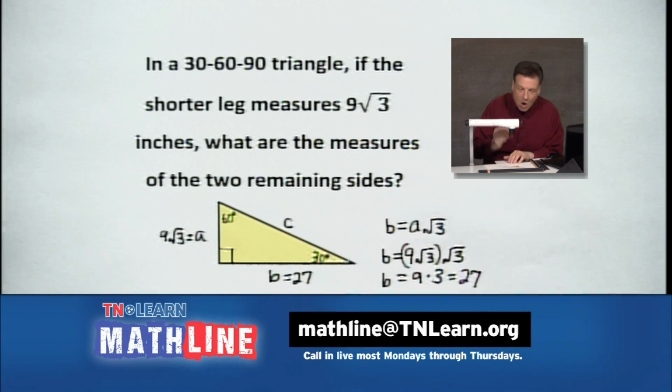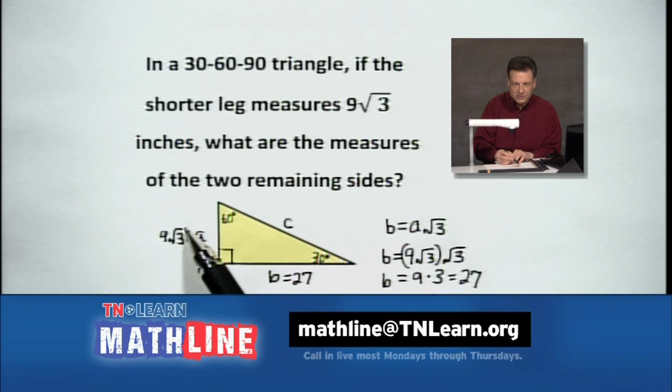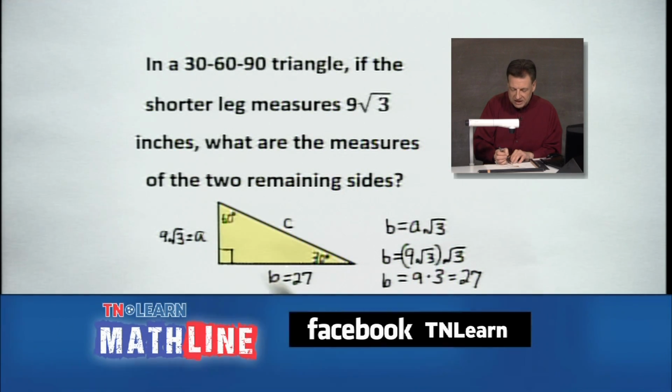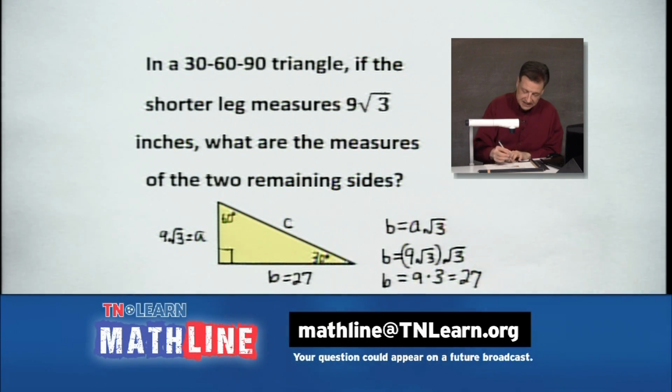Now, I am hoping that you're starting to see this relationship, that if you've got the square root of 3 here, when you multiply another square root, you're just going to be multiplying 9 times 3 and you're done. You don't have to go through all this if you know your formula.